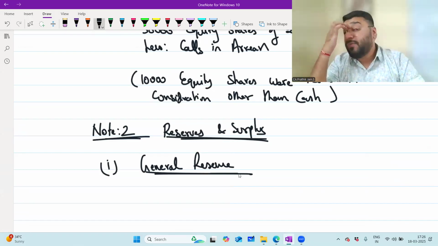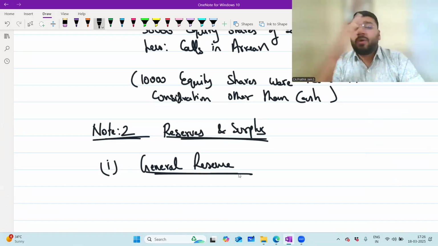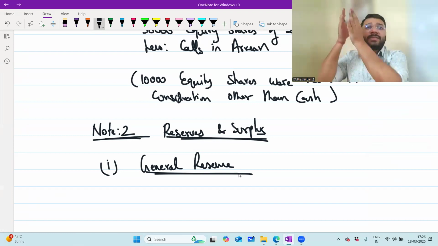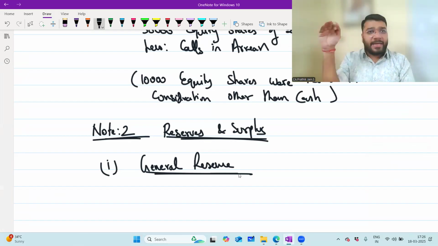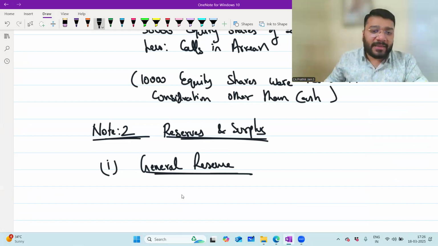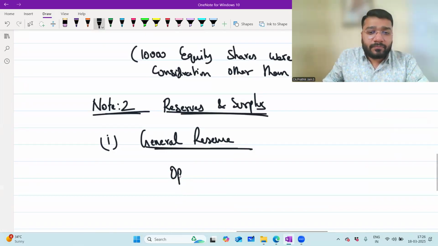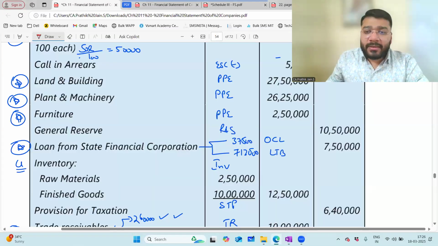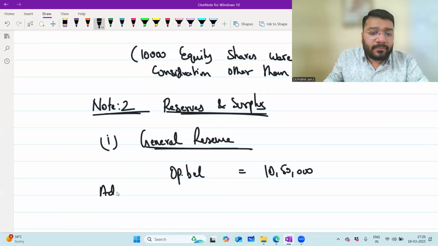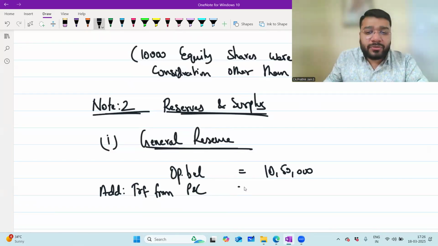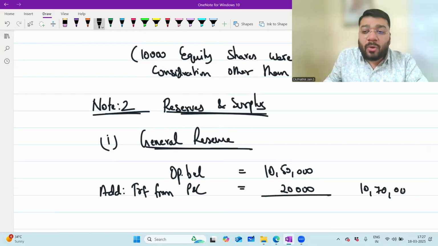Now we can do this in two formats, vertical format and horizontal format. What is horizontal format? Opening balance, additions, subtractions, and the closing balance. This is horizontal. Vertical means opening balance, addition, subtraction, and the closing balance. Either way we can do it. Opening balance is how much? 10 lakh 50,000. Add transfer from P and L. How much? 20,000, no? So it became 10 lakh 70,000 in the outer column.